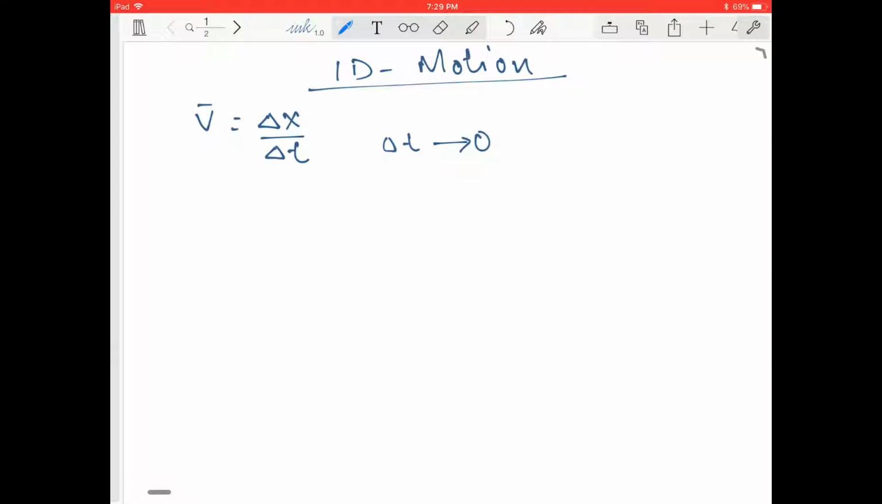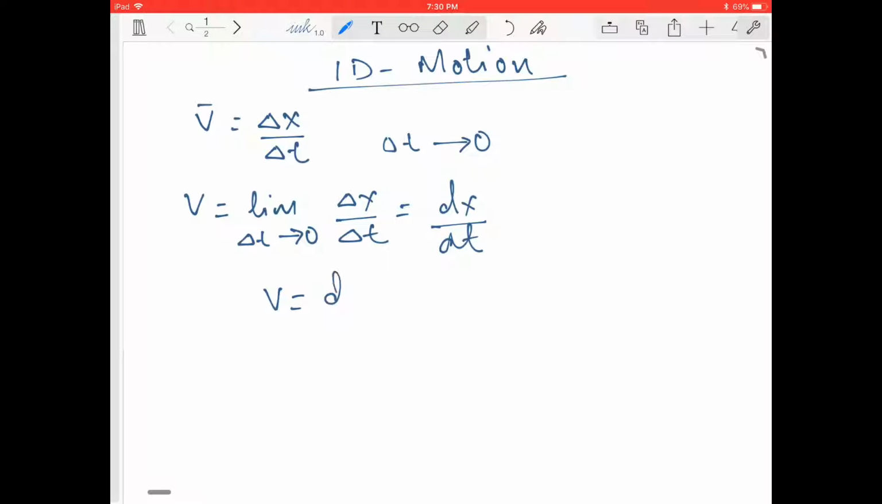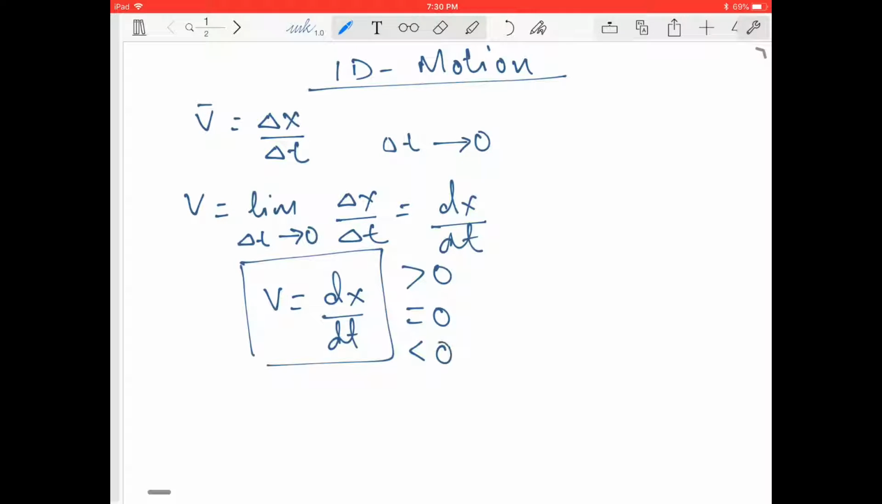Now in terms of velocity, we have to be careful with direction. Velocity is a vector quantity. You need both magnitude and direction. So velocity equals the limit as change in time goes to 0 of change in x over change in time, which we can write as the derivative of position over time, dx/dt. Velocity can be greater than 0, equal to 0, or less than 0.